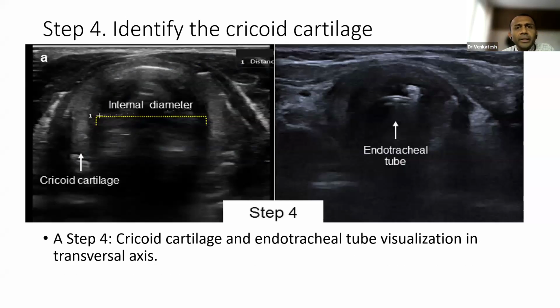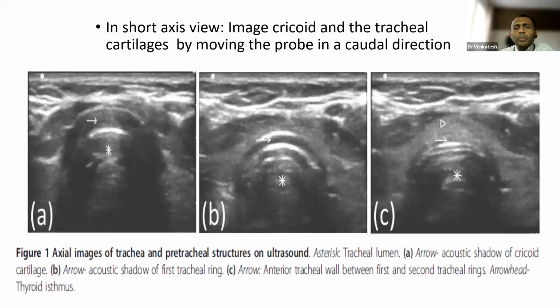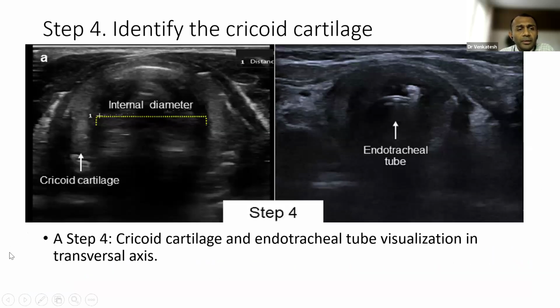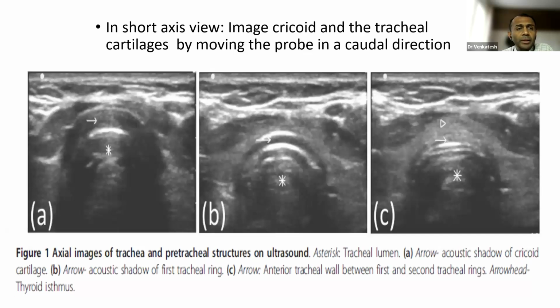Next, step 4 is identify the cricoid cartilage. What you do is you start sliding the probe from the top. You try to identify the thyroid cartilage, hyoid bone. From hyoid bone onwards, you can come down in a linear fashion. So you reach the cricoid cartilage. This is how the cricoid cartilage looks. The bigger hypoechoic area, I'll show you here. This is a bigger hypoechoic area, little broader.